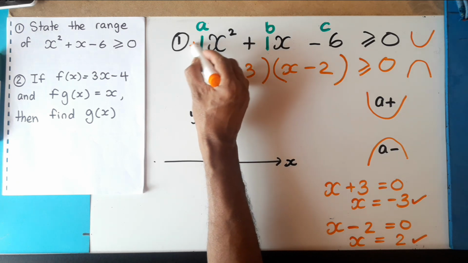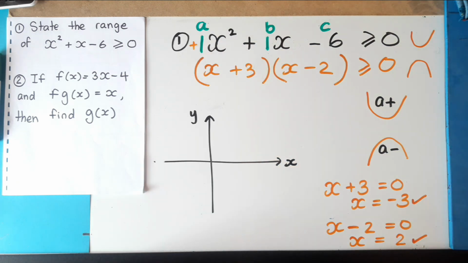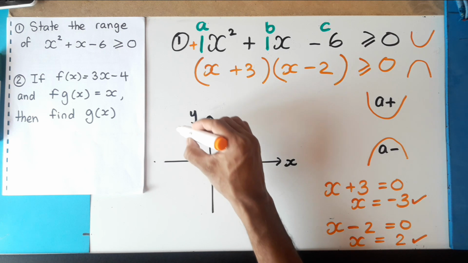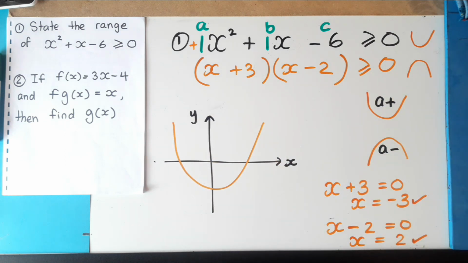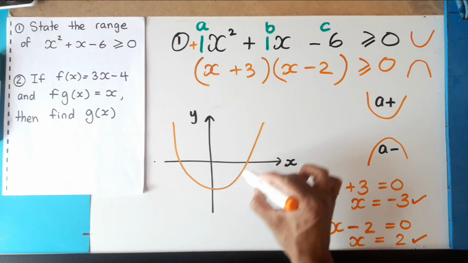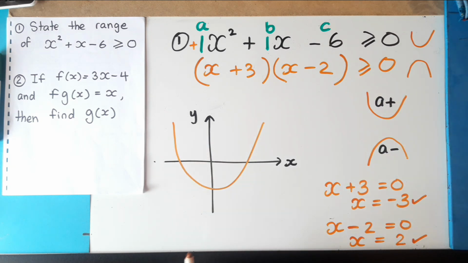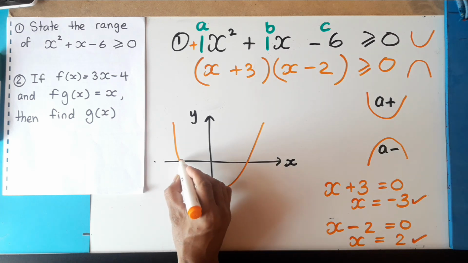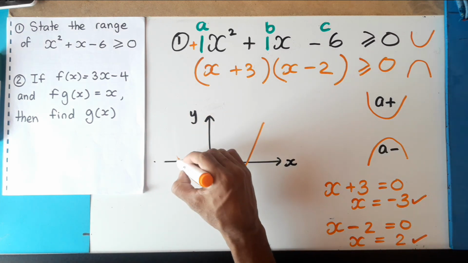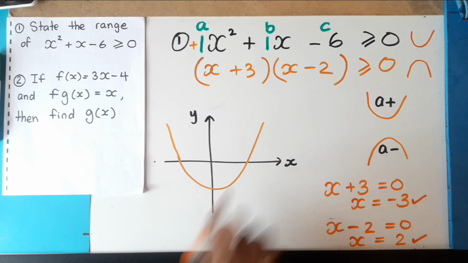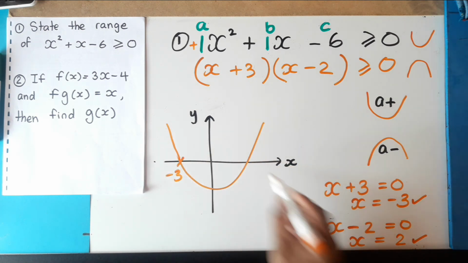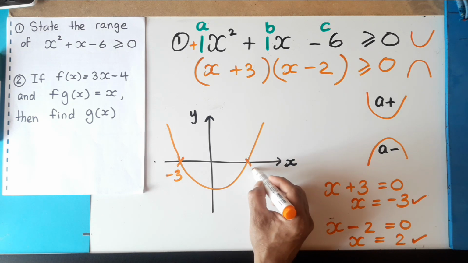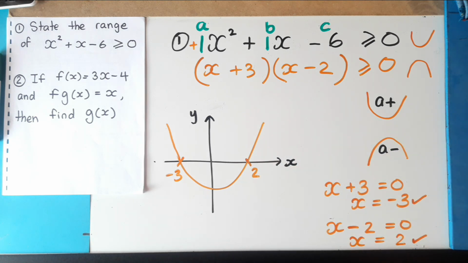In today's question, you will notice a is 1. This is obviously positive 1. So if you were to sketch this quadratic, you would get a U-shaped curve, or better known as a minimum. And remember when we solved the quadratic? This is basically where the curve cuts the x-axis. So it cuts the x-axis at minus 3 and it cuts the x-axis at positive 2.